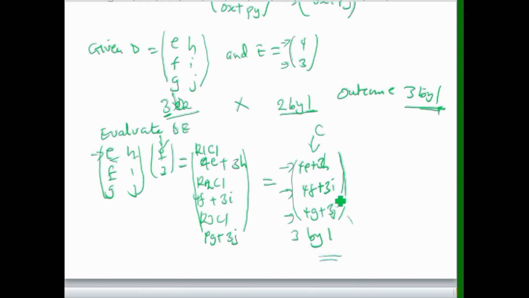Now up to there, I hope you now understand what the order of a matrix is, when two matrices can be multiplied, and how to predict the order of the result and so forth.